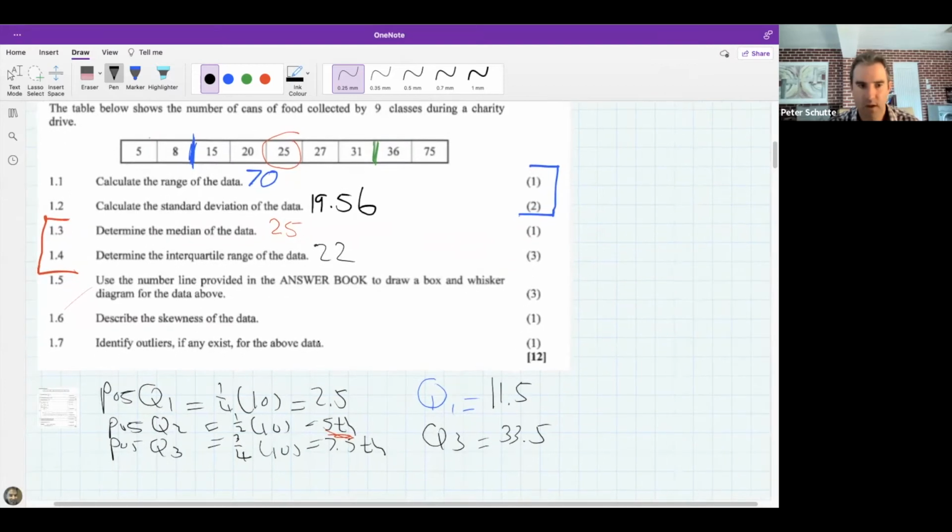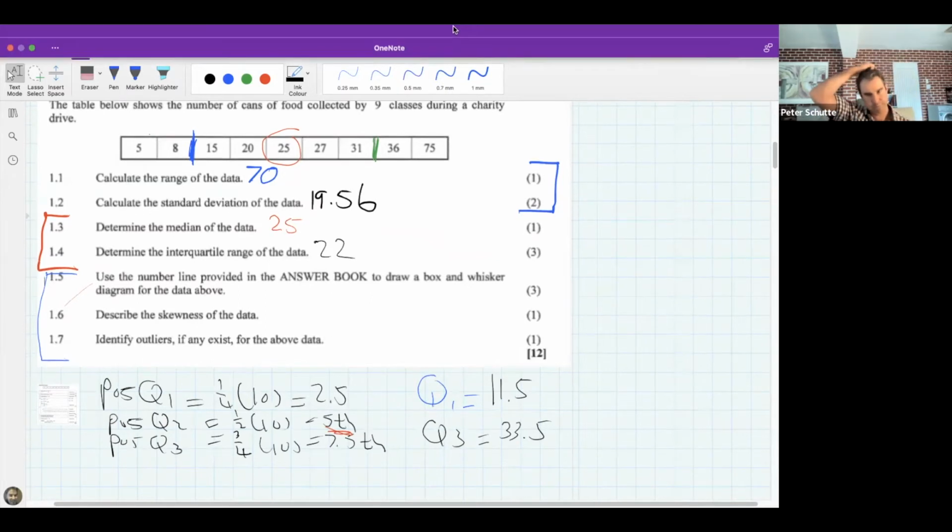Awesome. Okay, draw me my box and whisker plot, guys and girls. And then after you've drawn the box and whisker plot, I want you to answer 1.6 and 1.7. And then I will show you the model answers and we can compare our model answers. Try and do those last 3 questions by yourself.